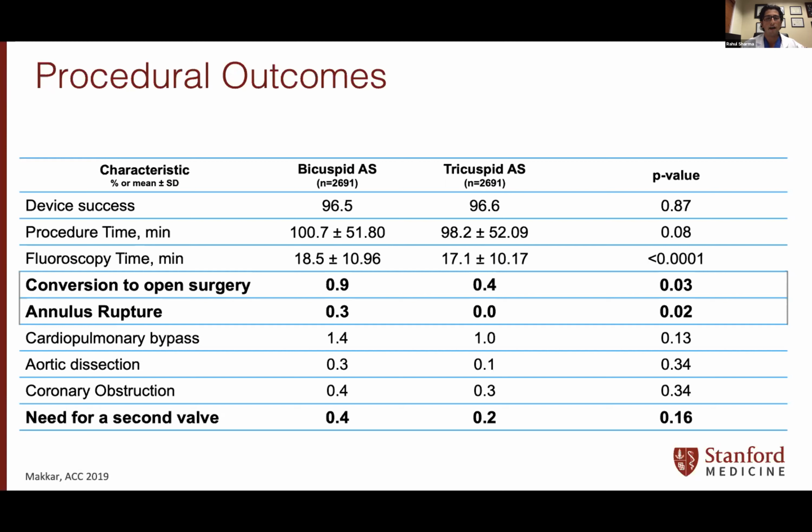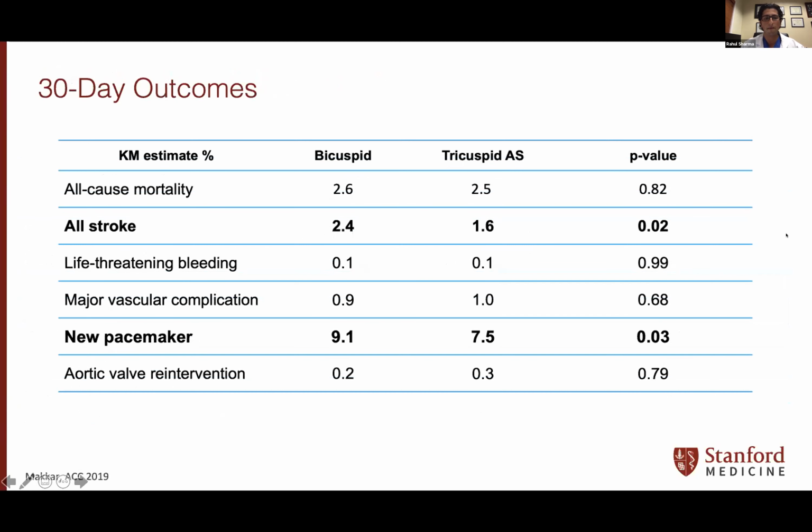The need for a second valve is also higher in the bicuspid aortic stenosis group. Now remember, the period of this study was over quite a few years with different devices used. And so there was obviously a learning curve with experience as well.